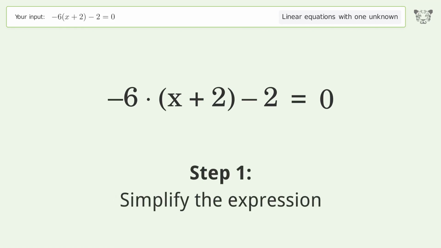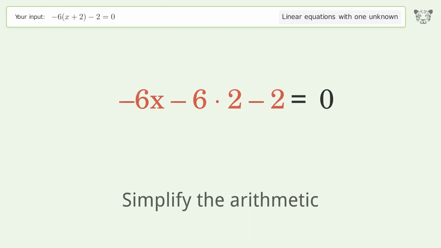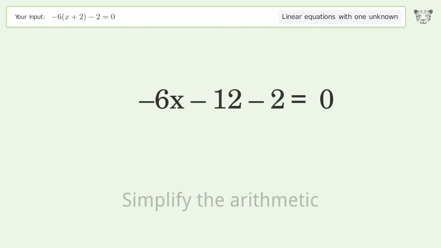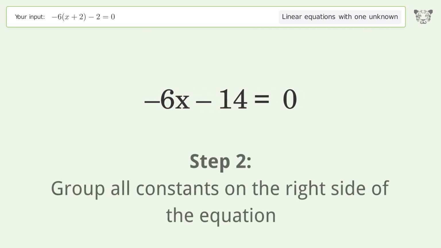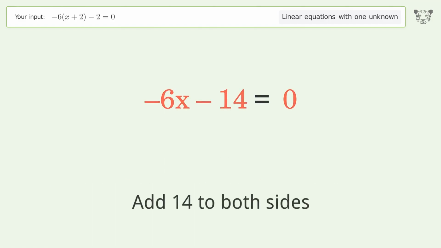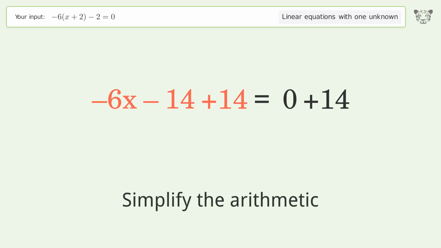Simplify the expression. Expand the parentheses. Simplify the arithmetic. Group all constants on the right side of the equation. Add 14 to both sides. Simplify the arithmetic.